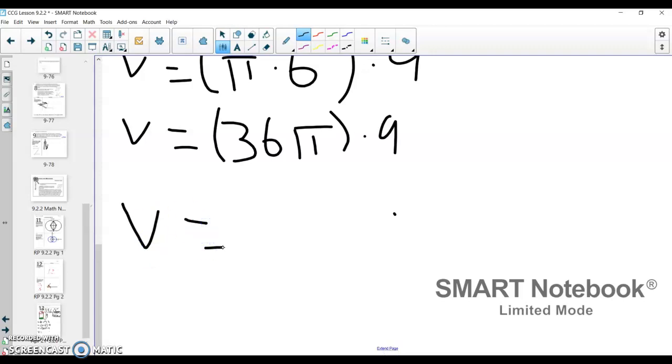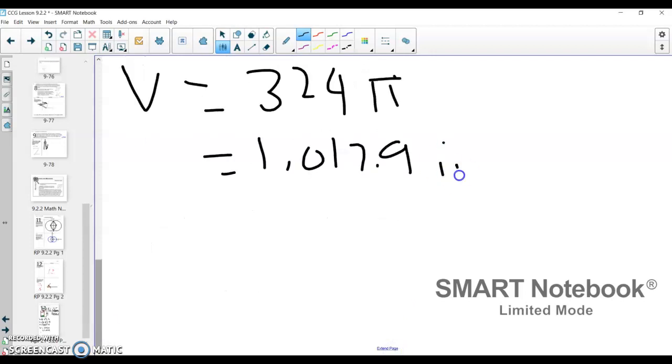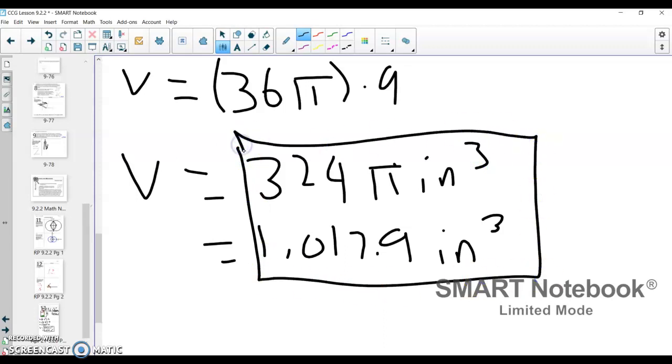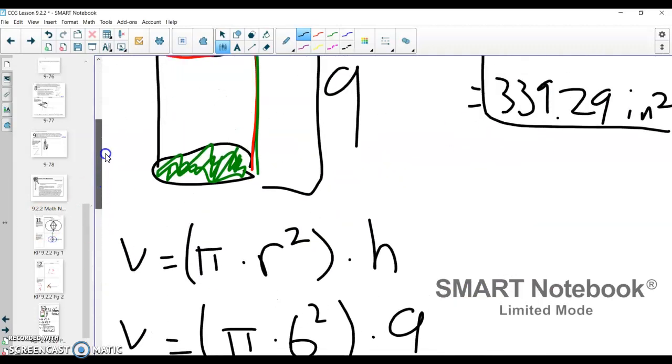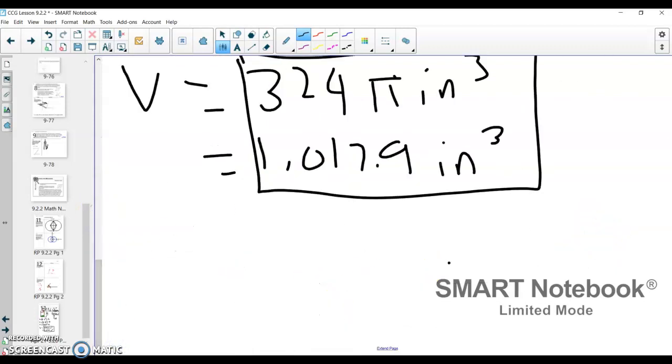Either way, you could do 36 times 9 and have 324 pi. Or if you wanted it as a decimal, 324 times pi is 1017.9. And then this is a volume, and so that is inches cubed. Okay, or if it's this one, it's inches cubed, and those are my two volumes. Okay, now the last part of this question, so that's part A. Part A is finding this surface area right here and finding this volume right here.